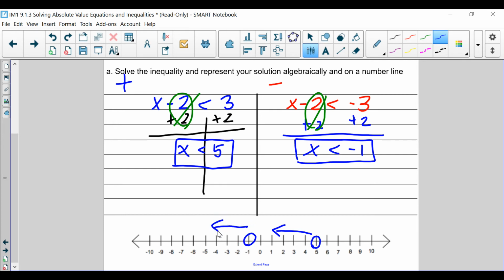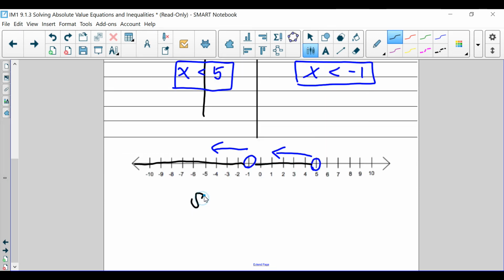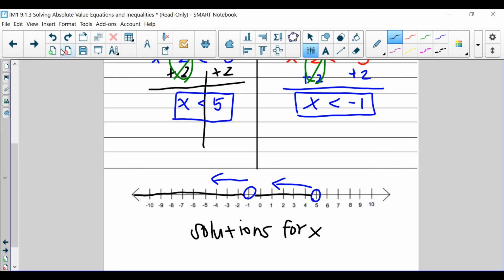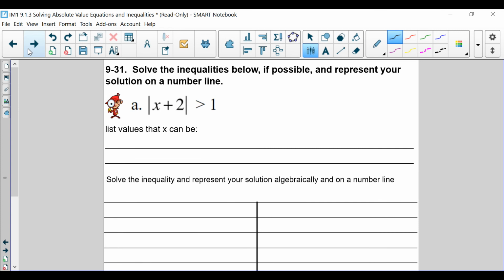So what's important is that you are going to label everything that you know. So that means since x is less than 5, everything here is going to be highlighted, and since x is less than negative 1, everything here is highlighted as well. So what's happening here is all of these represent the solutions for x. All of them do. Alright, so again, pause the video if that was too fast or if you needed review on it. Now let's continue.